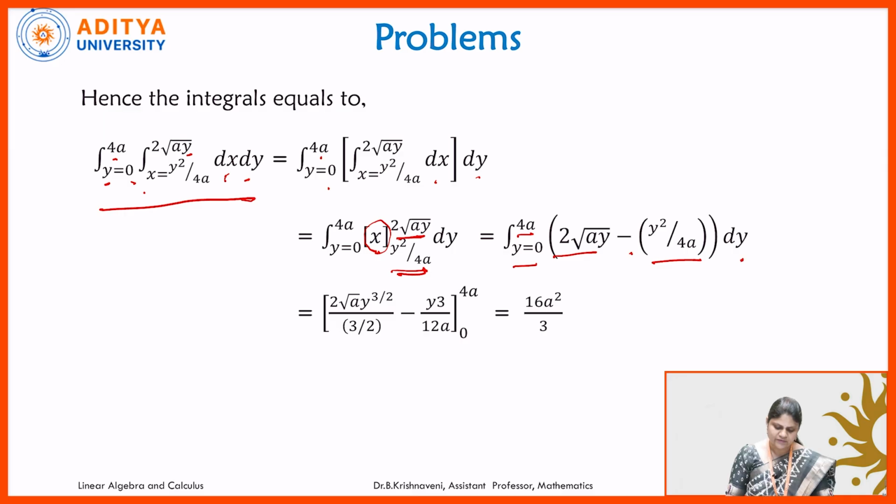So now do integration with respect to y. 2 root a, y power 1 by 2, you can write as 2 root a times root y, and the integration of y power 1 by 2 is y power 3 by 2 divided by 3 by 2, minus y square integration is y cube by 3, 3 into 4 is 12 into a, from 0 to 4a. Now substitute the upper limit y is equal to 4a and the lower limit y is equal to 0, and you get the answer equal to 16a square by 3.